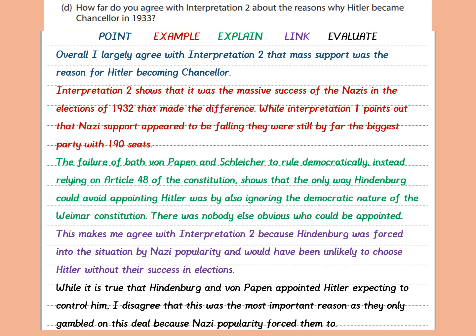So there we are. I've compared the two views and explained fully why I more agree with interpretation 2 than other views. In terms of structure, this is like a lot of the other 16-mark answers that you might have done for paper 1 and paper 2. But here we're not just using our own knowledge, we're referring to and arguing between the two interpretations. So I've made a relevant point in my conclusion, given supporting examples from both interpretations, explained them, linked it back to the question and evaluated. So far, so good.